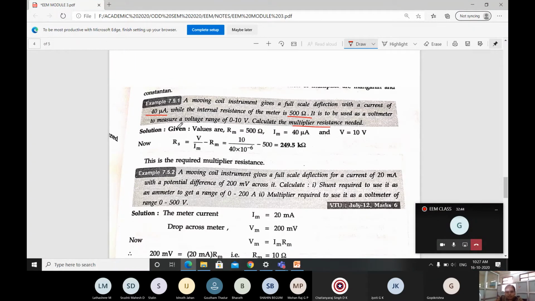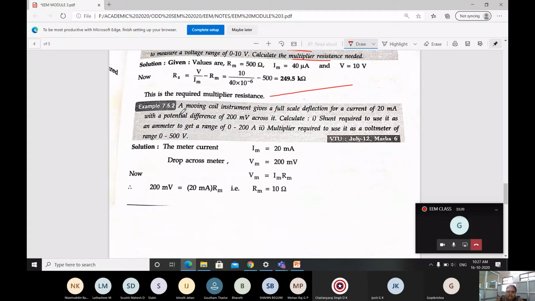What are the given parameters for us? Rm is taken as 500 ohm, Im is 40 microamps, then V, what is the range? It's 10 volts. Then Rs is nothing but V divided by Im minus Rm. Substitute: V is taken as 10, divided by Im, 40 into 10 raised to minus 6, minus Rm as 500. So we will be getting 249.5 kilo ohms. This is the required multiplier resistance.